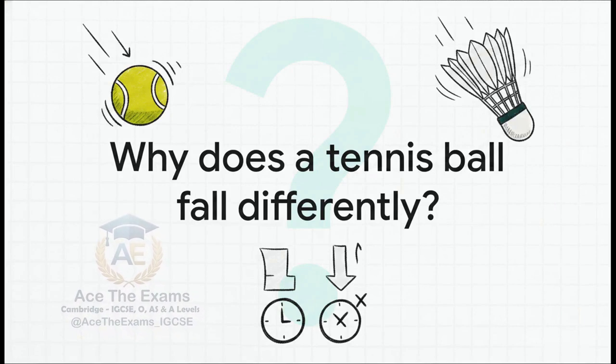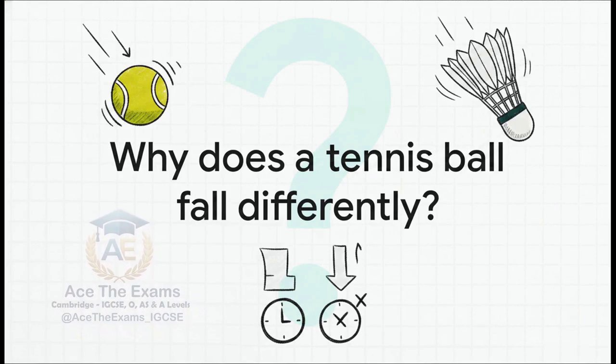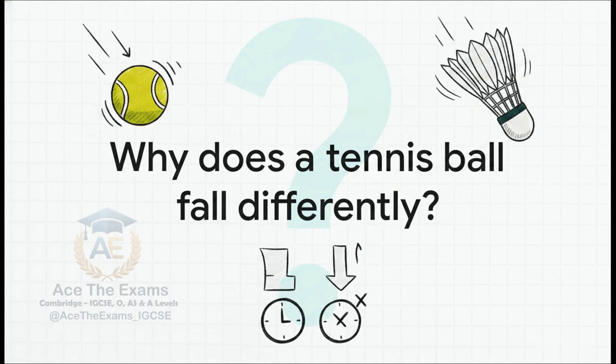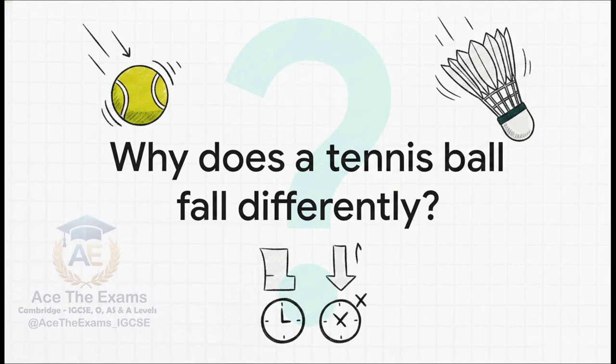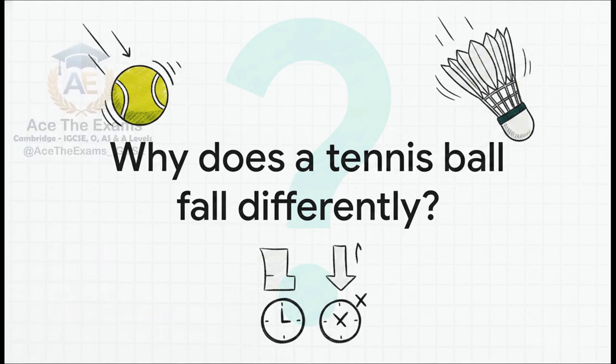Have you ever stood outside and dropped two completely different objects at the exact same time? Say a standard tennis ball and a badminton shuttlecock. They do not hit the ground at the same time. Now, this is a classic Cambridge past paper scenario. Let me introduce you to two typical students we see all the time, Alex and Sam.